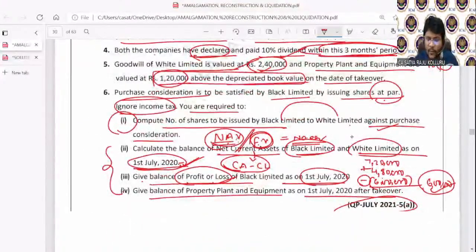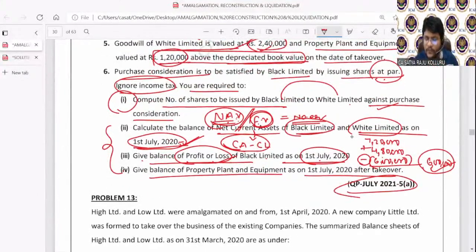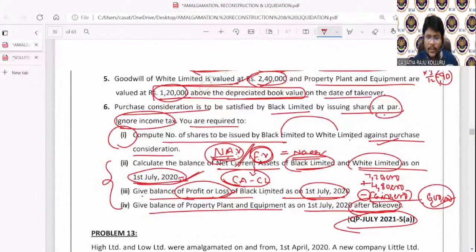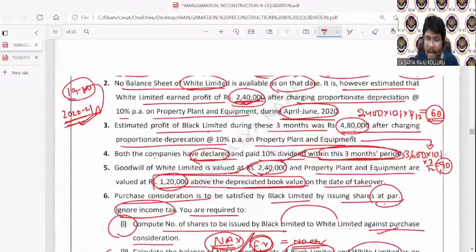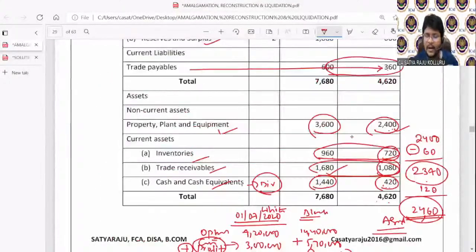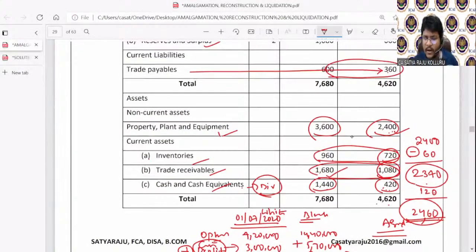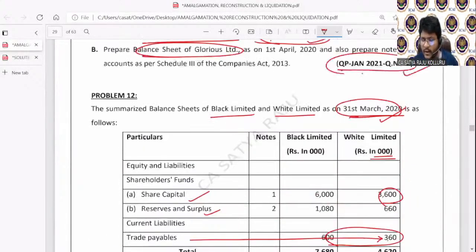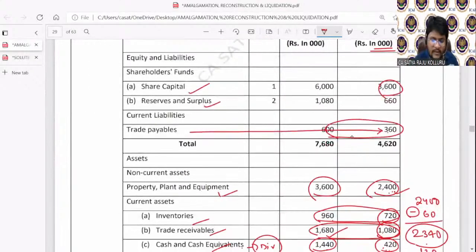Give the balance of property, plant and equipment as on 1st July 2020 after takeover. He's asking for the after-takeover value. Now, all of you come here. What is the property, plant and equipment in case of Black Limited, guys? It is 3,600. 3,600 means the rupees are in thousands, right? How much amount is it? 36 lakhs. This is the opening value.